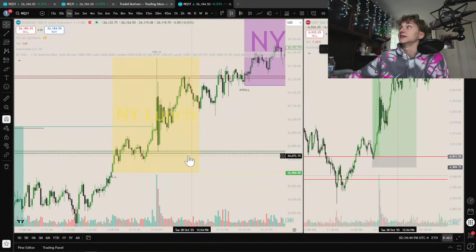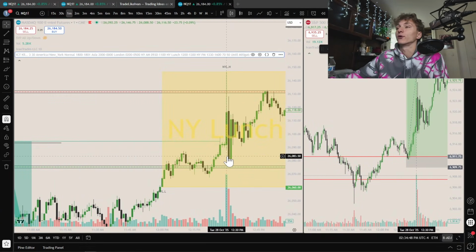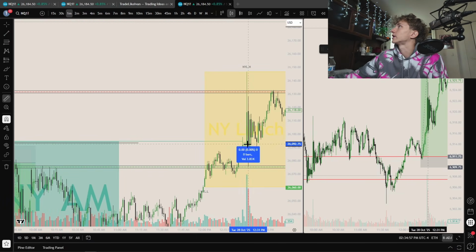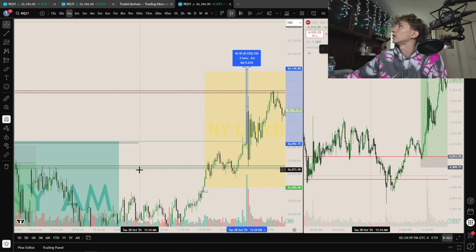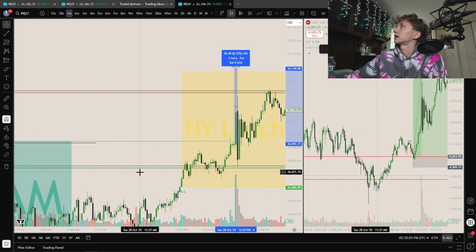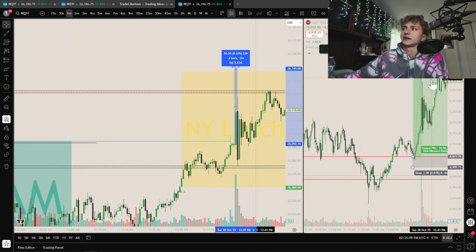Now, something crazy happened. After I entered, there was this wild move. I have no clue what this is. This happened at 12:30. Price just absolutely ripped up. This was a 60-point wick, and yeah, I don't know what happened here. I'm not gonna lie to you. I'm gonna keep it a buck, but we ended up pulling back. I ended up hitting my take profit here on ES, and that was the trade for the day.